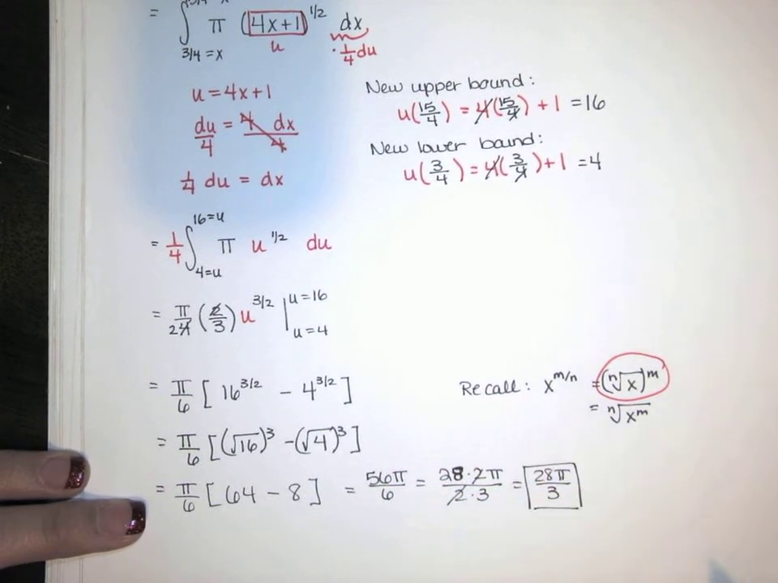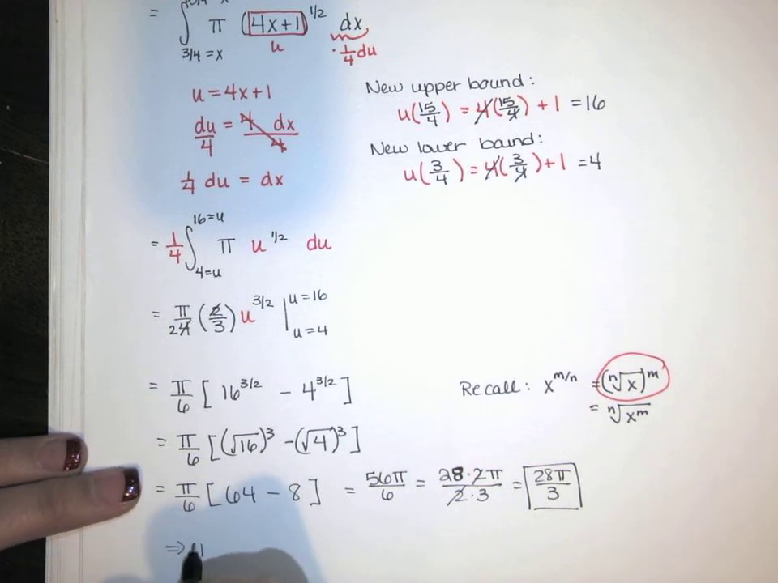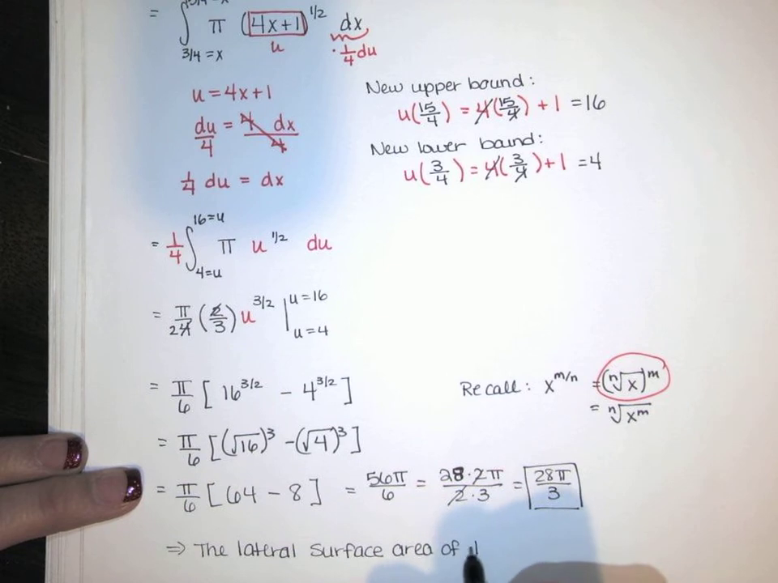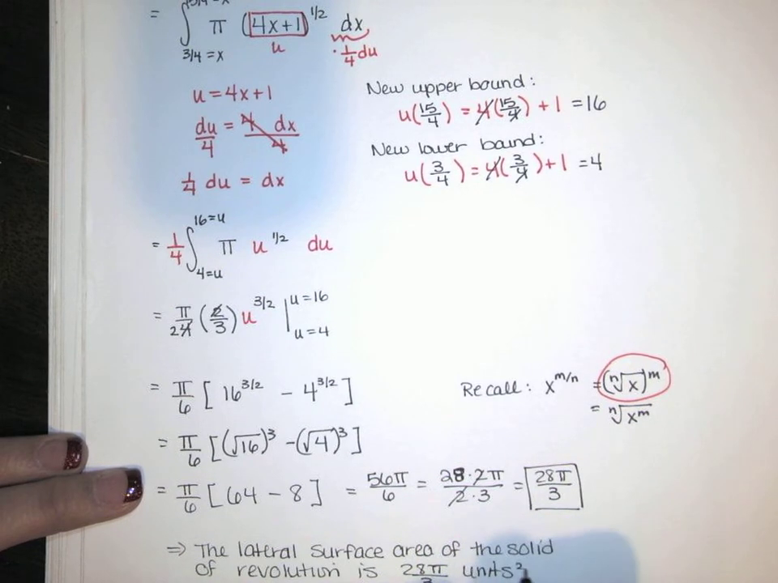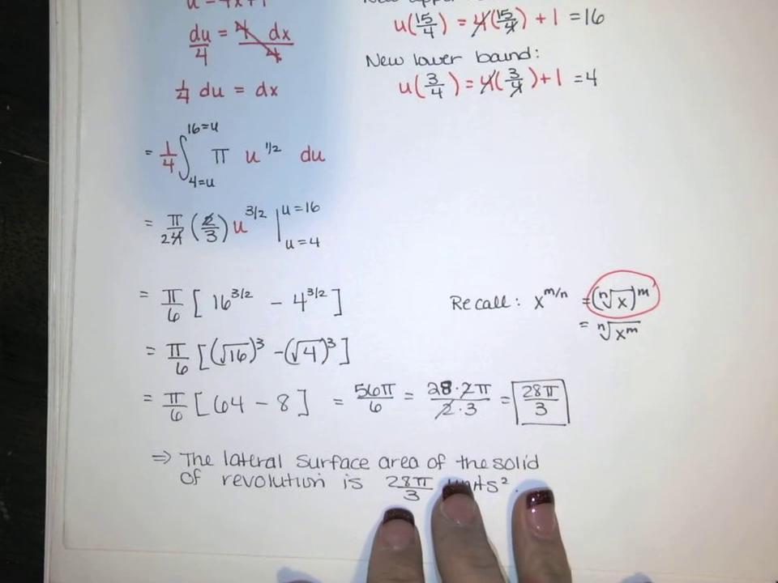Say, what is that? That is the surface area of our solid of revolution. So the lateral surface area of the solid of revolution is 28 pi over 3, and that's going to be units squared because it's area. All right, so now we're done with that one.